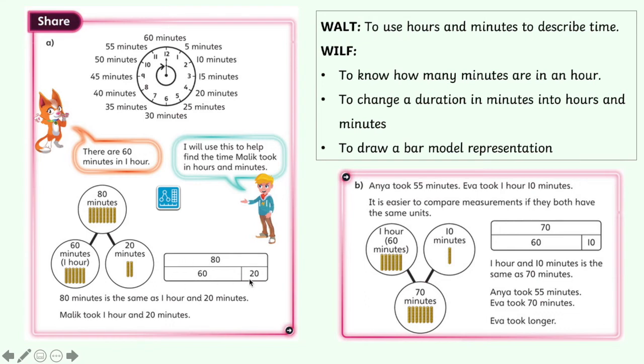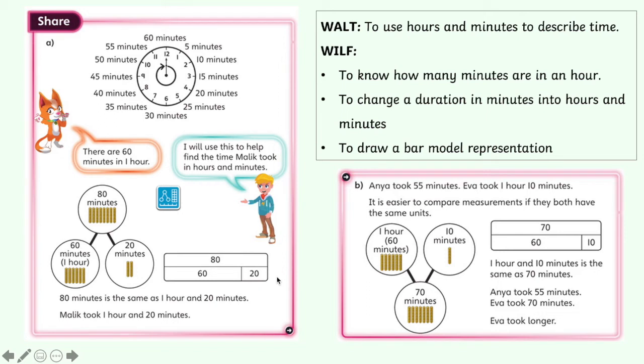You can see this represented really nicely here in a bar model as well. 80 is made up of 60 and 20. So 80 minutes is the same as 1 hour, that's this 60 minutes over here, and 20 minutes. So we can say that Malik took 1 hour and 20 minutes.